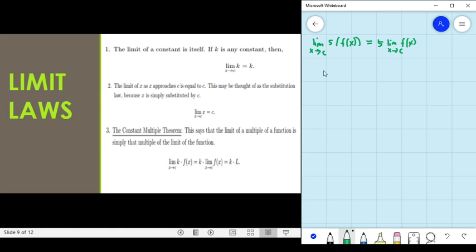Okay, so let's say nga ang limit sa f of x as x approaches c is equal to 0. So i-substitute na nato ang 0, so therefore we have 5 times 0 is equal to 0. Okay.